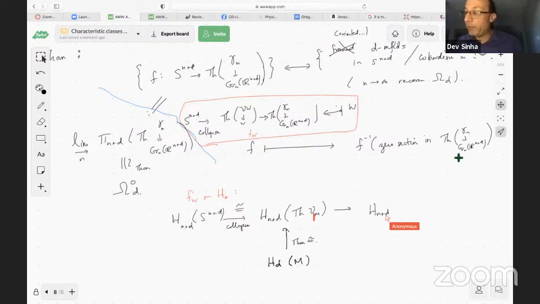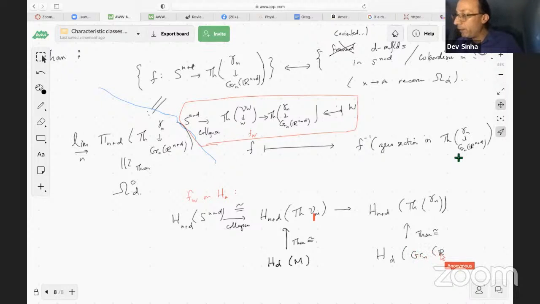Again, I'm just going to focus on H_{n+d} of the Thom space of gamma_n over the Grassmannian. But of course, there's also a Thom isomorphism over here, to H_d of the Grassmannian of n-planes in R^{n+d}. And here I've got my classifying map of the normal bundle.